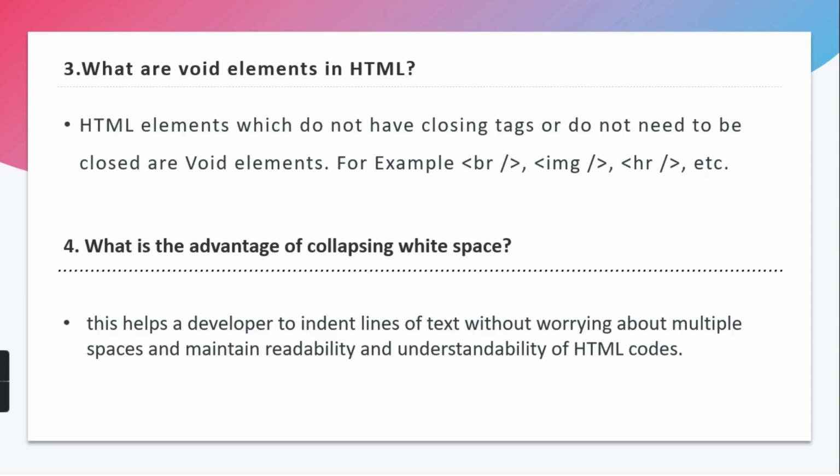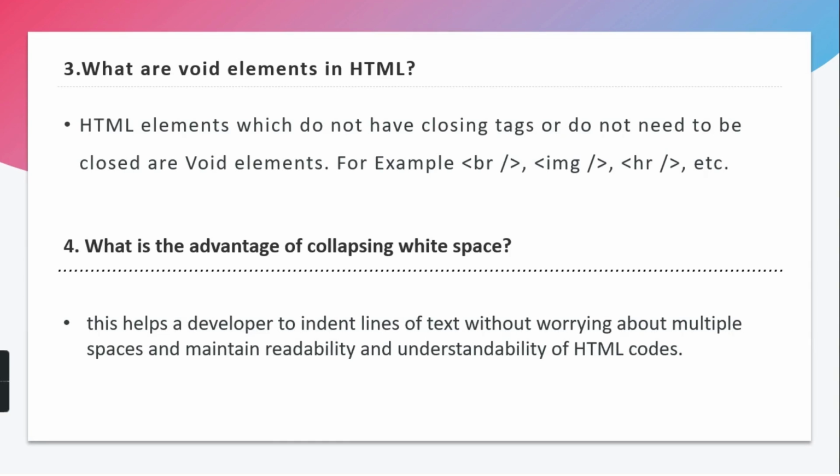In HTML, a sequence of white space characters is treated as a single space, because the browser collapses all multiple spaces into a single space character. This helps a developer indent lines of text without worrying about multiple spaces, and maintain the readability and understandability of the code.